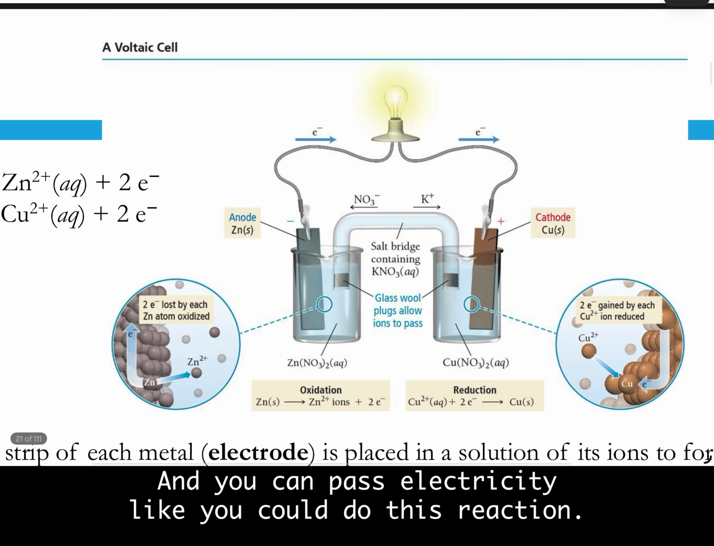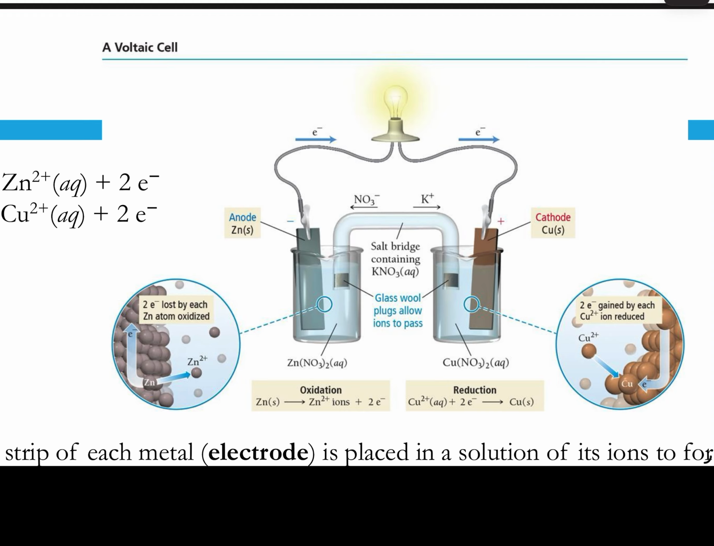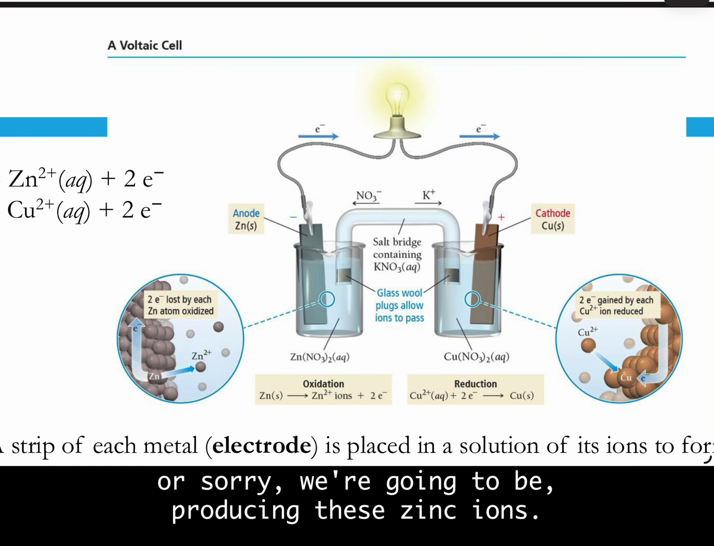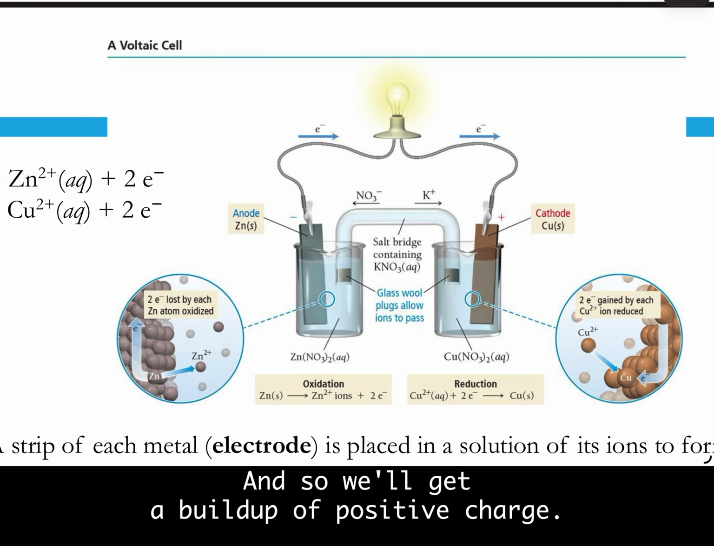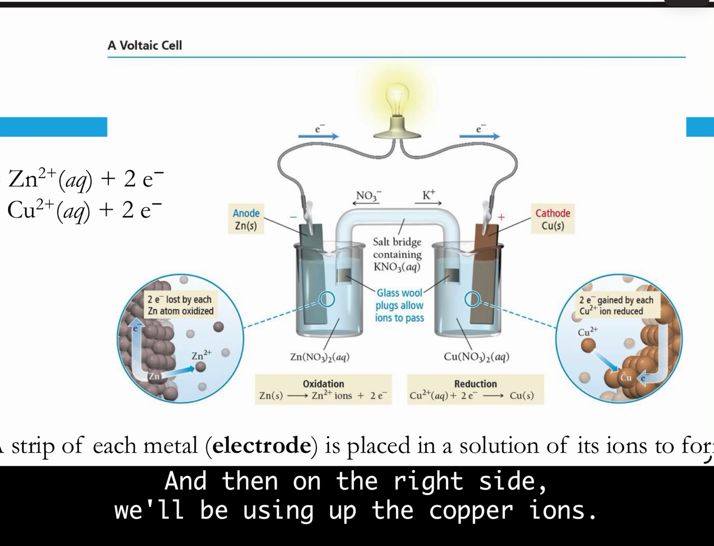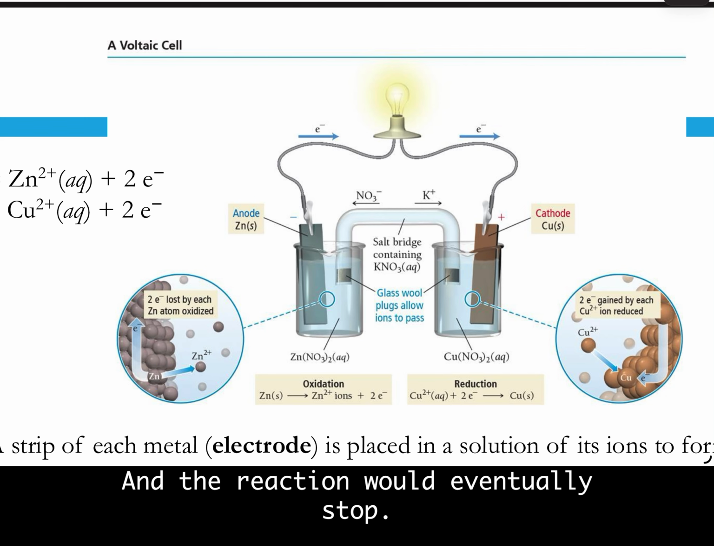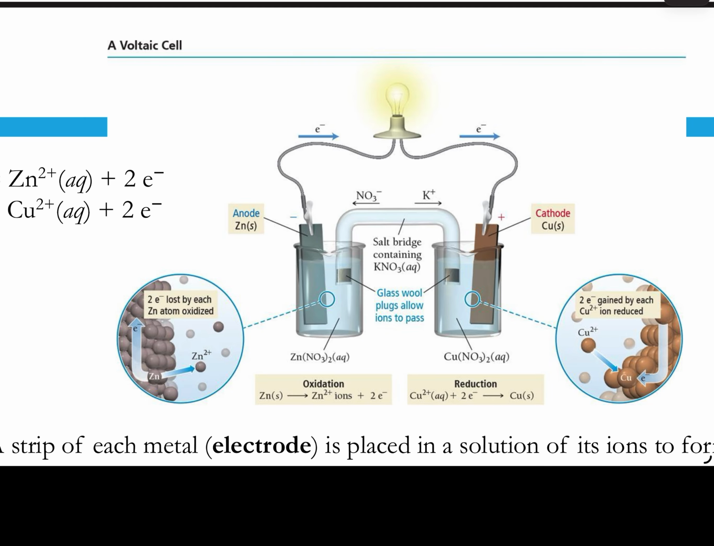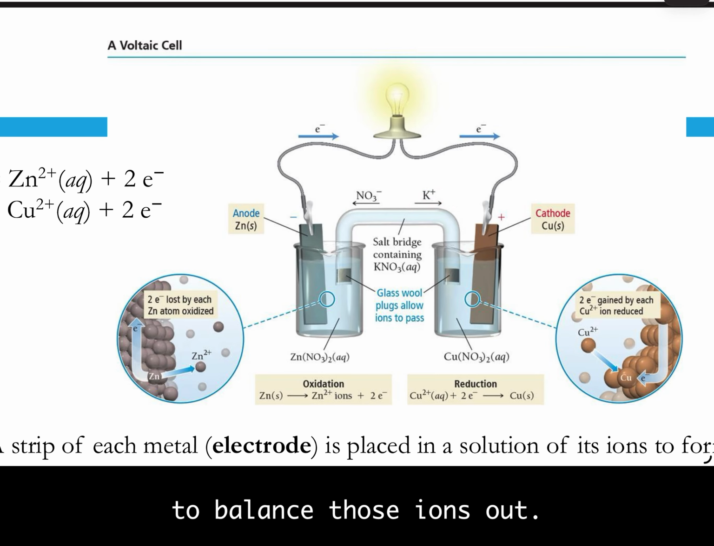You could do this reaction without the salt bridge, but eventually it stops. Because on this side, we're going to be producing these zinc ions, and so we'll get a buildup of positive charge. And then on the right side, we'll be using up the copper ions, and so we'll actually have more negative charges than positive charges. And the reaction would eventually stop. So what you do is you put the salt bridge in between, which lets the ions pass through. So you get potassium and nitrate moving to balance those ions out.